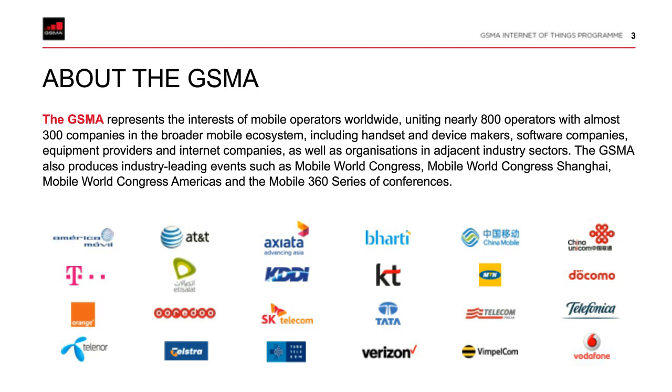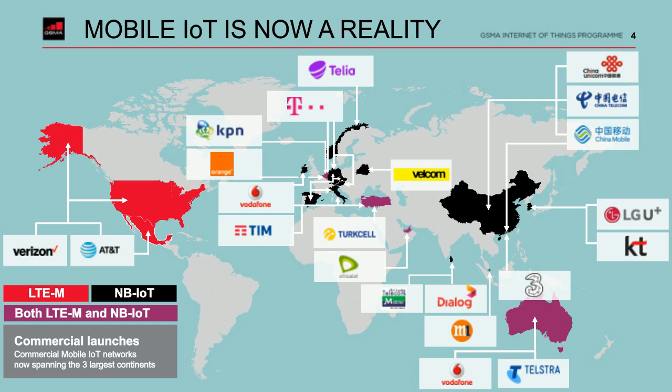Firstly, I wanted to quickly go through an update for Mobile IoT launches. This is our launch map, and we've now got 35 commercially launched mobile networks for Mobile IoT, including NB-IoT and LTE-M technologies. The map is available and kept up to date on our website, so please take a look when you get a chance.